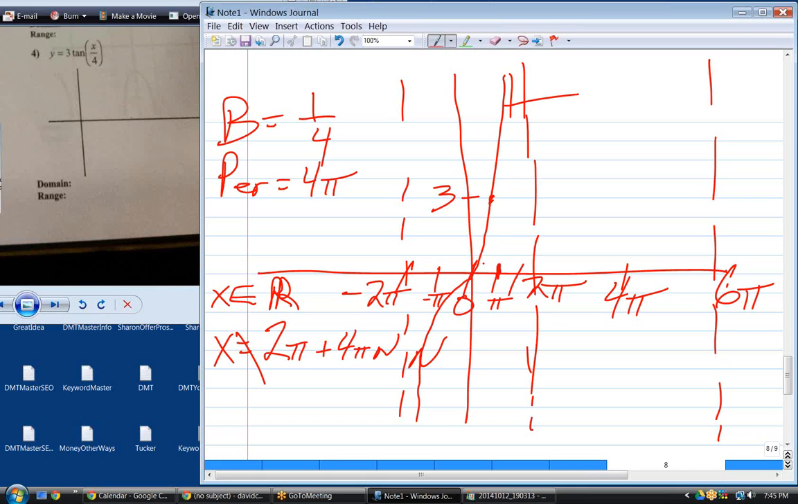Yeah. X can be anywhere on the x-axis except for 2 pi, 6 pi. In other words, the same definition of the vertical asymptotes is what X cannot be. So it would be worded the same way. X is all reals not equal to 2 pi plus multiples of 4 pi. Not odd or even, but single multiples of 4 pi.